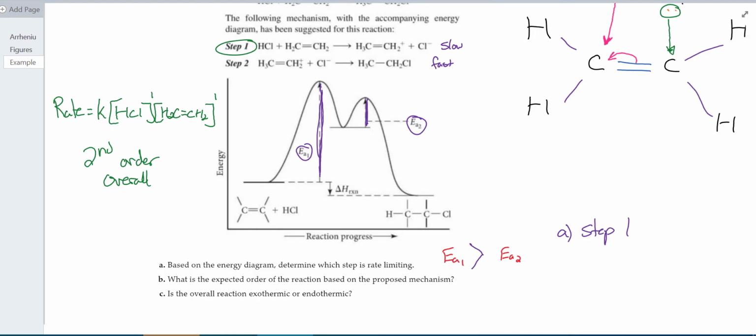C, is the reaction exothermic or endothermic? Well, that right there is delta H. Delta H is going down, so delta H is negative. Negative means heat out, exothermic. So that concludes this chapter. All right. Let me know if you have any questions, and we'll see you in the next one.